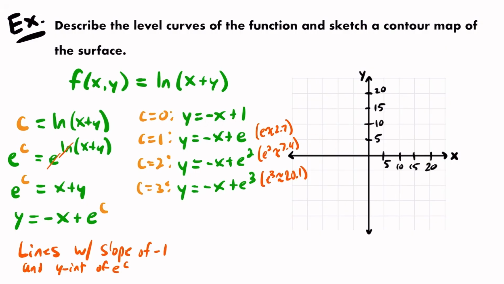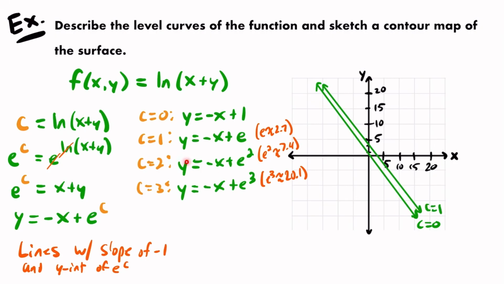So for this one here, y equals -x plus 1, the y-intercept would be at 1, which is somewhere right here, and then you have a slope of -1. So if this is y equals 1 right there, then the line might look something like this. All right, that would be the line, or the level curve, for c equals 0. Then let's move on to c equals 1. The y-intercept is about 2.7, so I'll say that that's about right here, which means that our line will look something like this. That would be the line, or the level curve, for c equals 1.